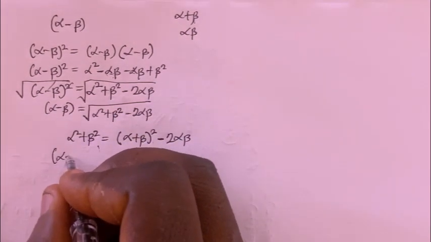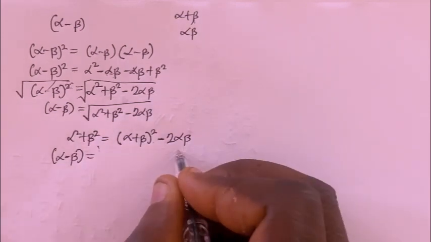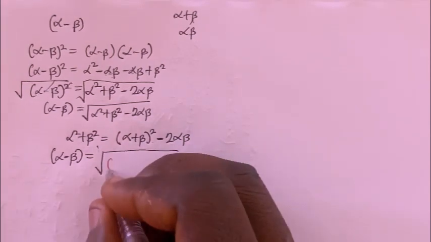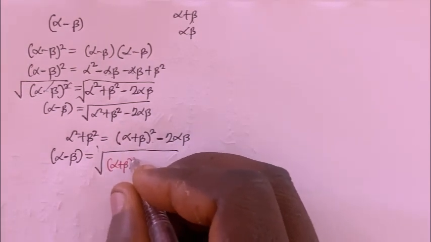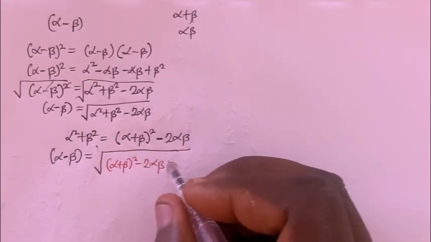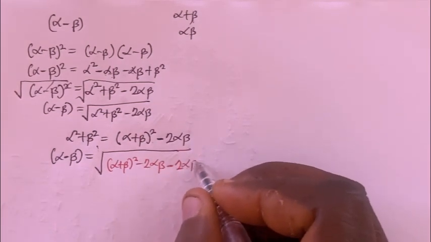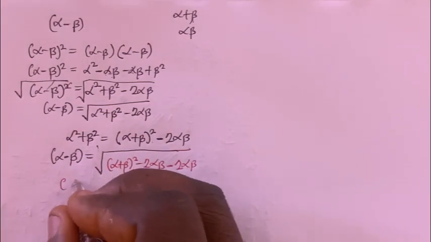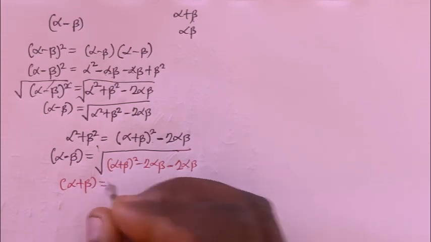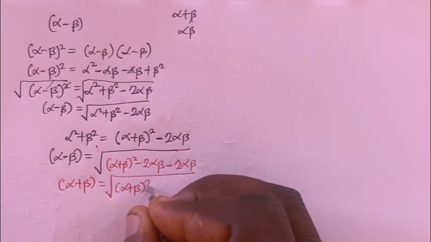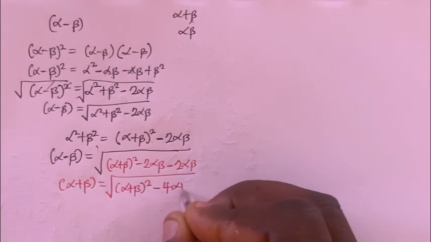Then I'm going to have alpha minus beta equal root of, now look at this. So alpha squared plus beta squared is the same as this expression, which is alpha plus beta all squared minus 2 alpha beta, then followed by another minus 2 alpha beta, right? This is it. Then I'll try and simplify this expression. Then I'm going to have alpha plus beta equals root of alpha plus beta all squared, then minus 4 alpha beta, exactly.